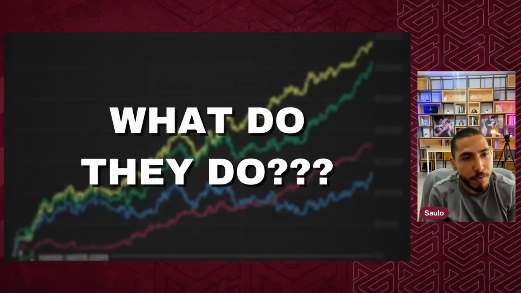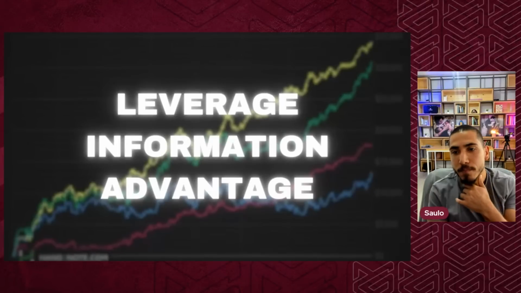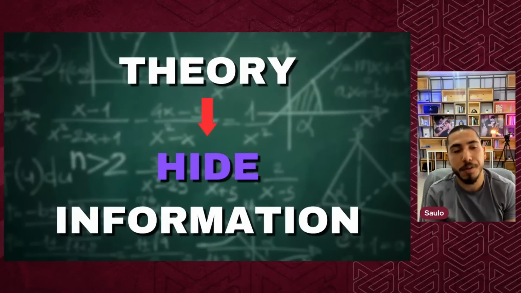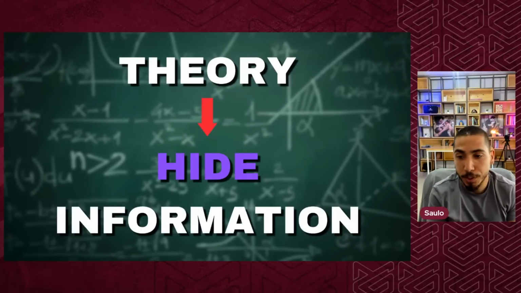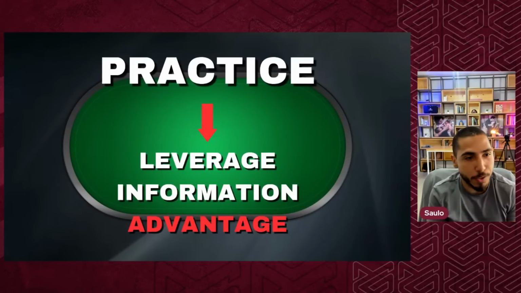I give my own simple definition here to what exploitative strategies do, which is that they leverage information advantage. So the idea of playing exploitatively is that you have some information about your opponent's distribution, and you can leverage that information to gain more money. So that's what we're going to be doing when we employ exploitative strategies. We have some information advantage because we observe people's behavior, and then we can leverage that to apply in counter strategies. So in theory, we talked about how we should hide information. But in practice, we're going to talk about how you should leverage information advantage instead.